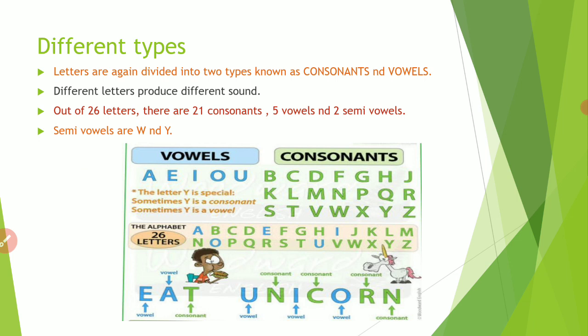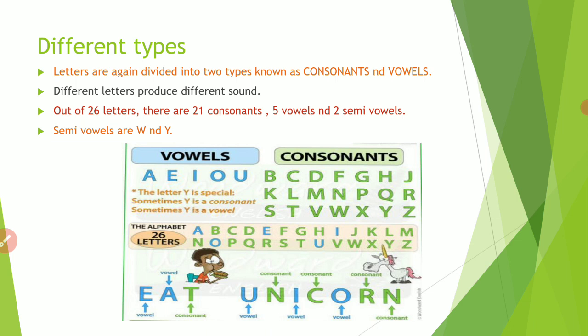Okay, now we'll come to the sound. So as we know, the letters are also divided into two types, that are consonant and vowels. Now we'll see what are these consonants and vowels. Different letters produce different sounds, as I told you just a few minutes ago. For example, A produces a sound which is different from B.